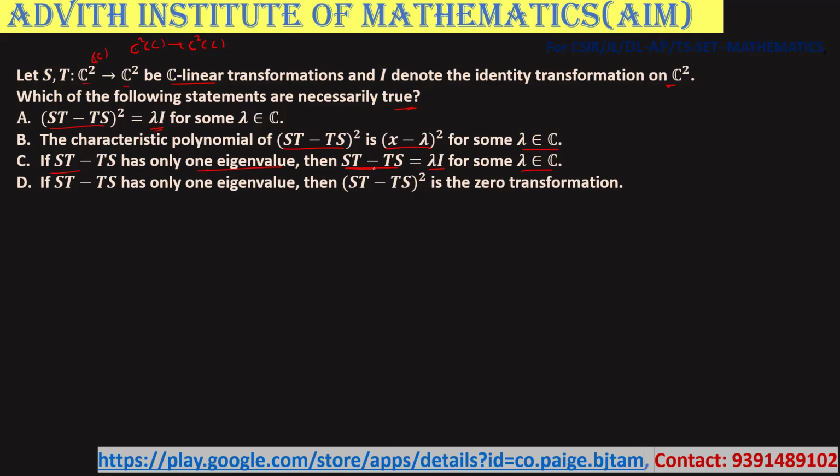That means the matrix ST minus TS, simply the commutator of S and T, is a scalar matrix. And option D: if ST minus TS has only one eigenvalue, then (ST minus TS) whole square is the zero transformation. So which one of the following options is true?